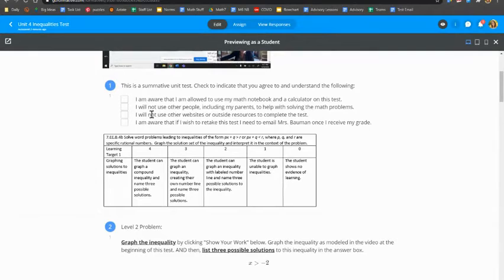Then we have our rules about the test as usual. This is a summative test, meaning it's 70% of your grade. Please check to indicate that you agree to the following. I am aware that I am allowed to use my math notebook and a calculator on this test. I will not use other people, including my parents, to help with solving the math problems. I will not use other websites or outside resources to complete the test. I am aware that if I wish to retake this test, I need to email Mrs. Bauman once I receive my grade. Make sure you check all those off to acknowledge you agree to the rules.